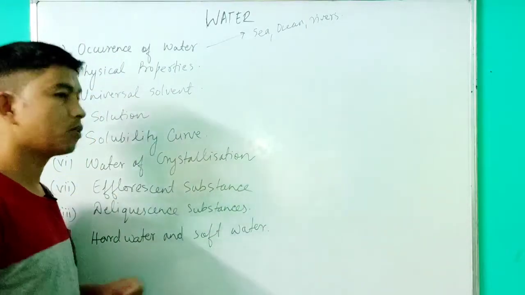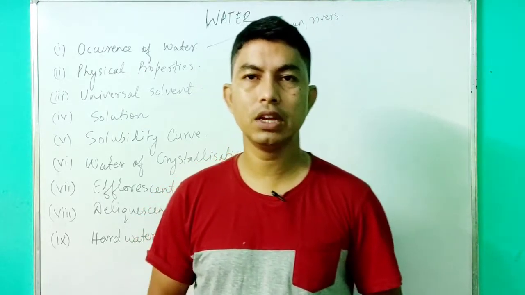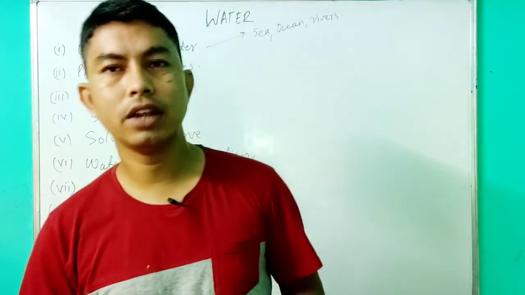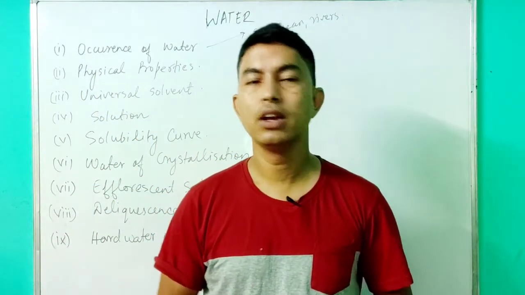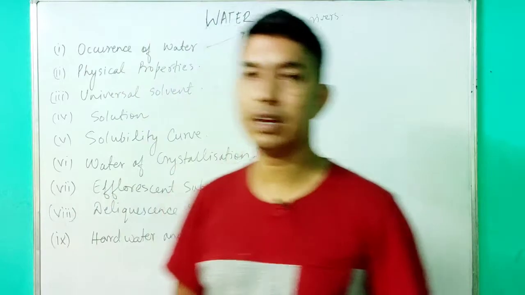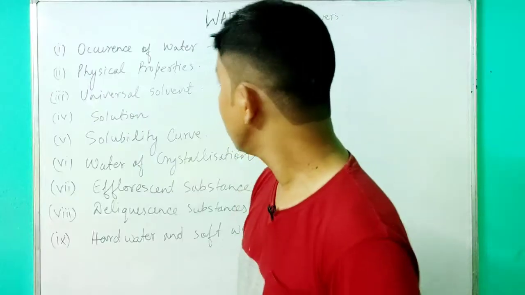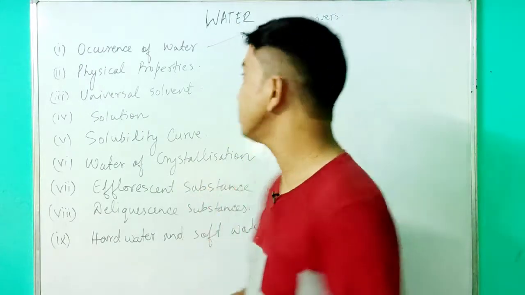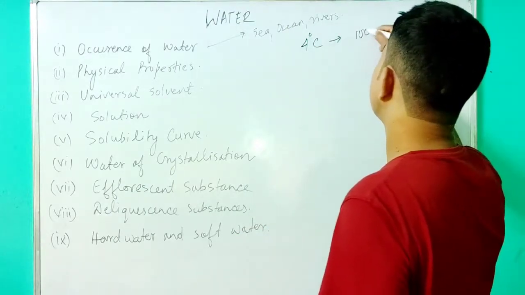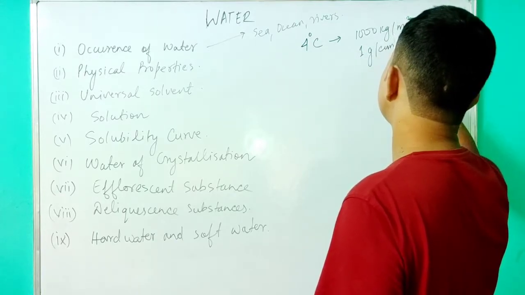Now coming to the physical properties of water, you already know most of them. In its pure state, water is transparent, colorless, odorless, and even tasteless. We also know that water boils at 100 degrees centigrade and freezes at 0 degrees centigrade. We have also learned about the anomalous expansion of water in class 8. According to that, water has the highest density at 4 degrees centigrade, which is around 1000 kg per meter cube in SI unit, and simply 1 gram per centimeter cube.